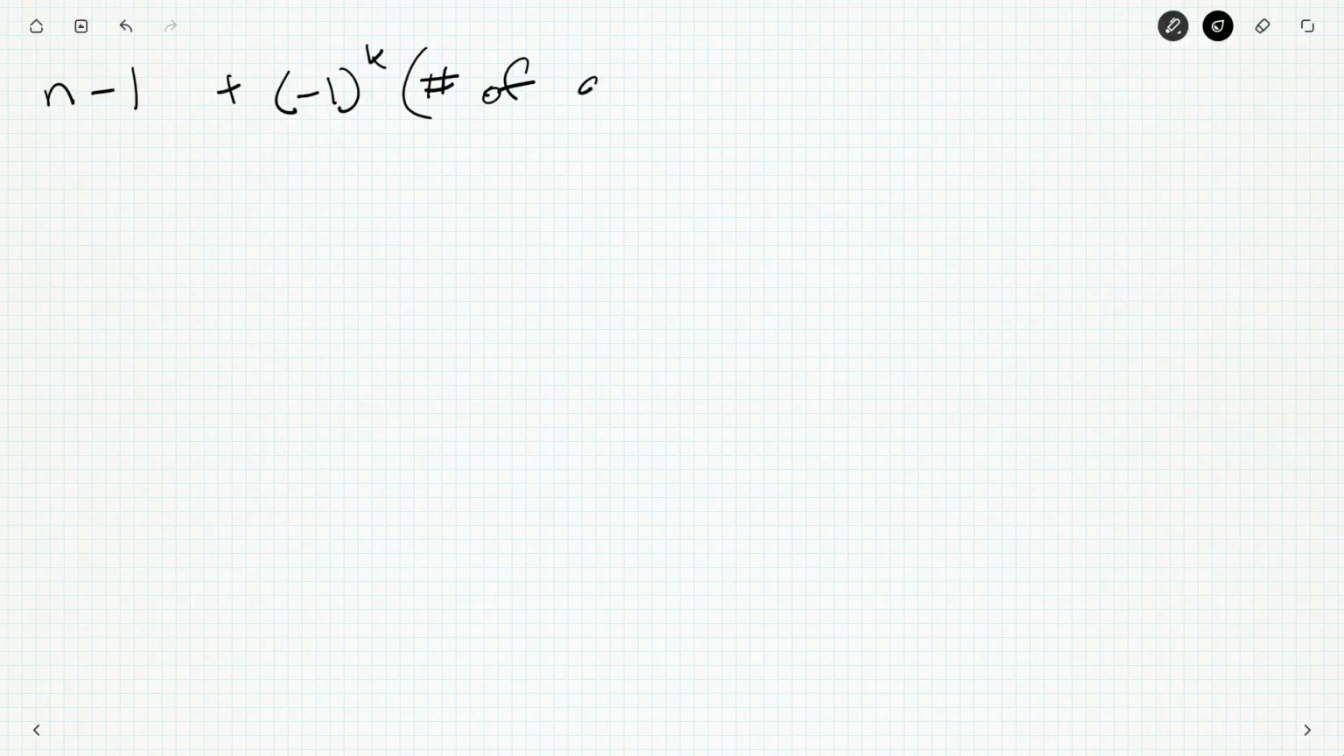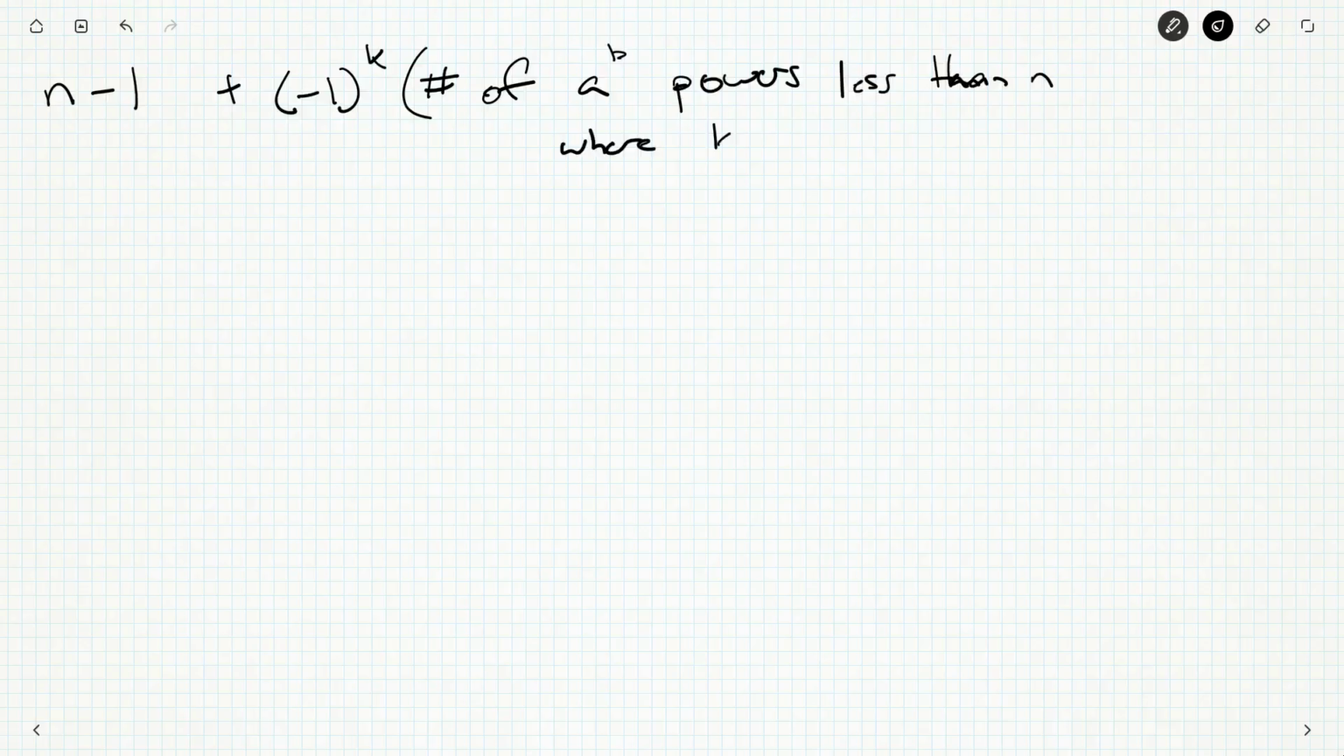So I think I need n minus 1 minus... plus n minus 1 to the k times the number of a to the b powers less than n, where k equals the number of factors of something. I don't know.